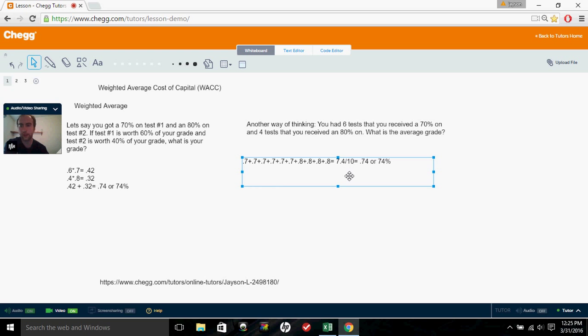So 7.4 divided by 10 tests equals 0.74. So on average, we get a 74% each time we take a test. That's the basics of a weighted average.